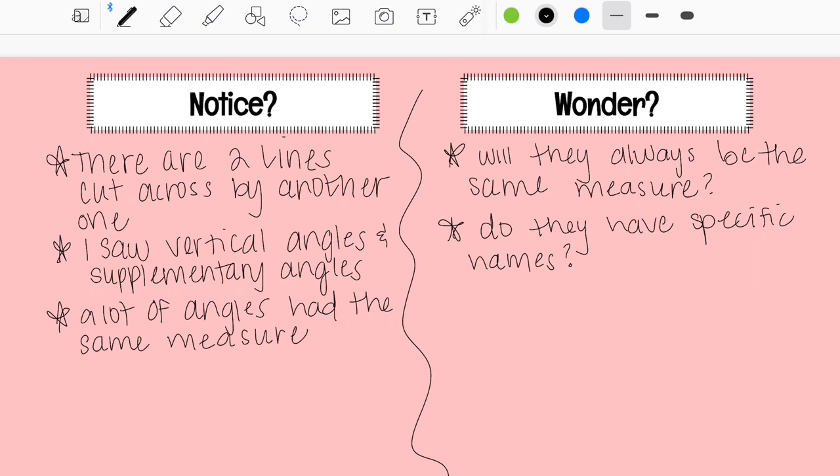I noticed that there were 2 lines that were kind of sliced by another one. I saw vertical angles because I saw V's. And I also saw supplementary angles because they were angles that combined to make a line. I also noticed that as it moved, a lot of the angles still had the same measure even though I was moving the lines. I wondered if they're always going to be the same measure. And then I wondered if some of them have specific names. So we're actually going to move on and address some of these wonders.